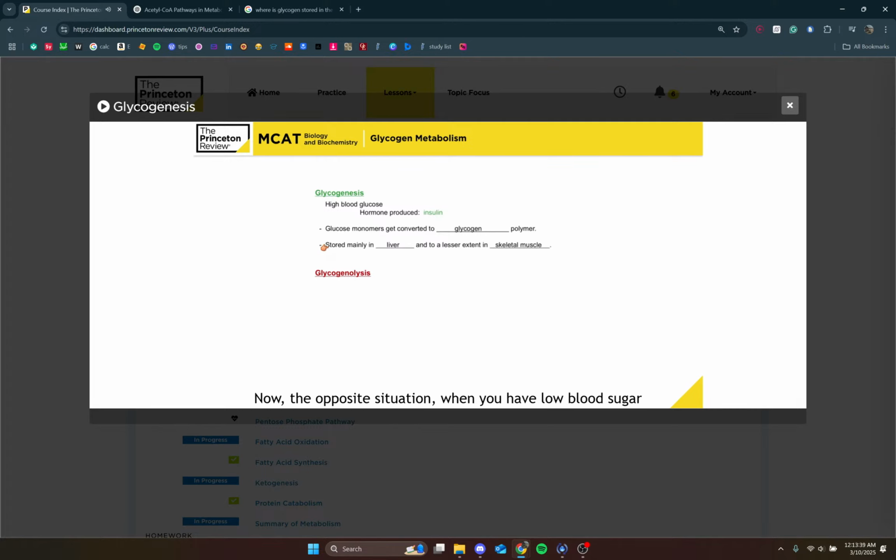Now, the opposite situation, when you have low blood sugar levels, the hormone released there is going to be glucagon. And again, we already know glucagon from gluconeogenesis. Glucagon is the hormone that stimulates the formation of new glucose when glucose levels are low. So it makes sense that it would also be the hormone that stimulates glycogenolysis to break down that glycogen polymer, again, to get our blood sugar levels back to normal. So glycogenolysis is the breakdown of the glycogen polymer into glucose monomers. Now, the other hormone that will stimulate glycogenolysis is epinephrine.